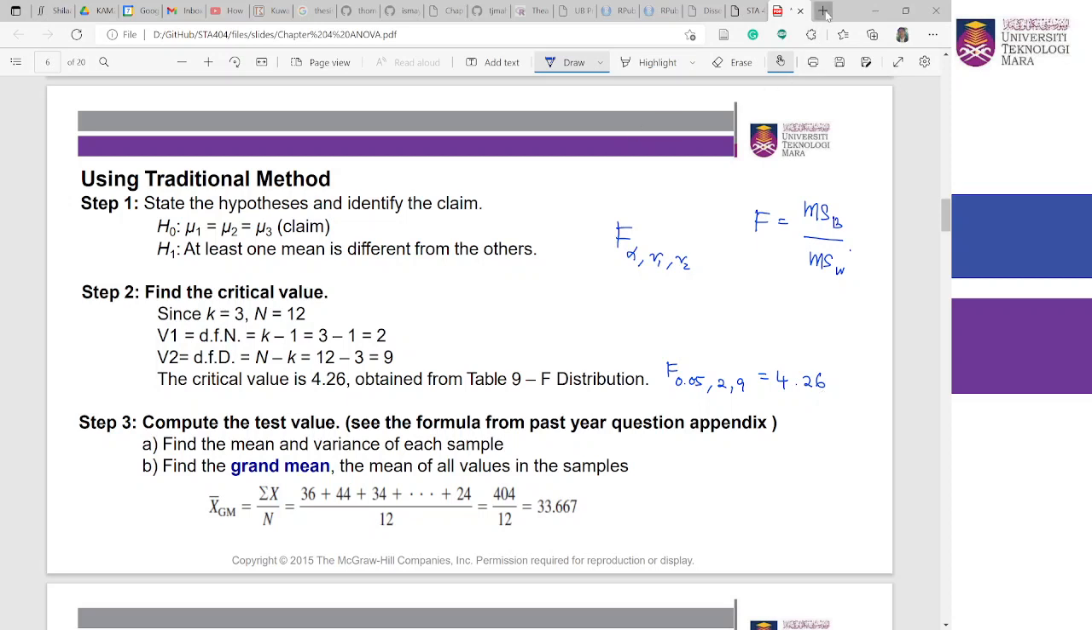Let's see, can we see it here or not? So let me just try to get the table.